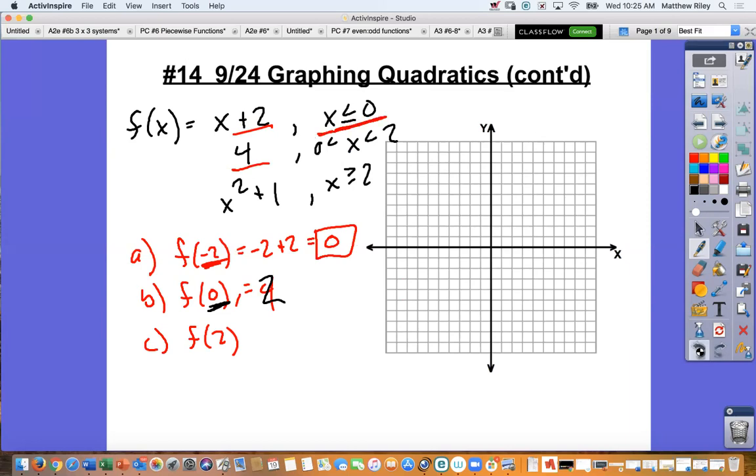Let me get rid of some of that stuff. Change it back. There we go. So if your x value is 2, because I see that it's greater than or equal to 2, so it's equal to 2, I plug it in right here. Remember, 2 squared is 4, plus 1 is 5, and your answer is just 5.